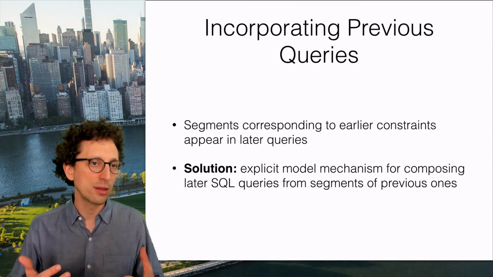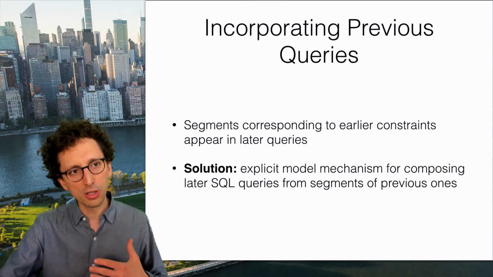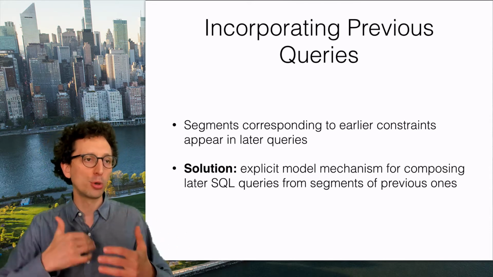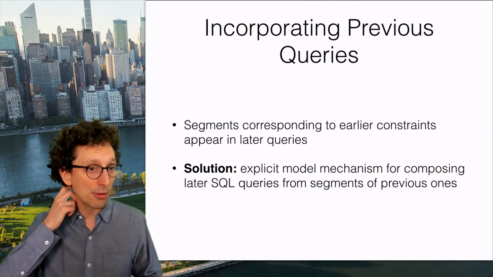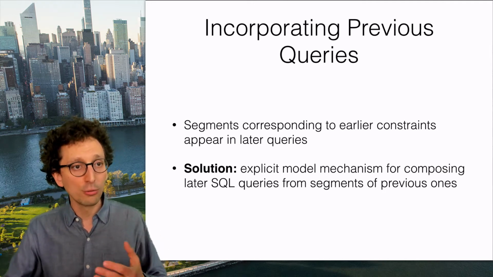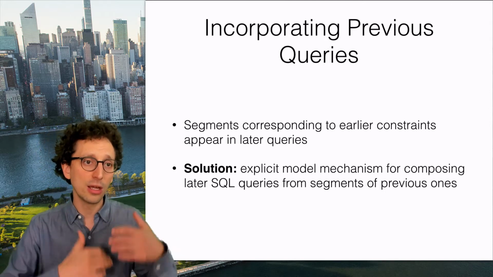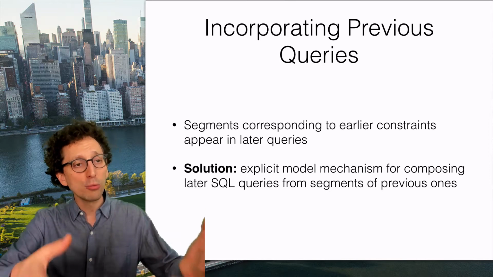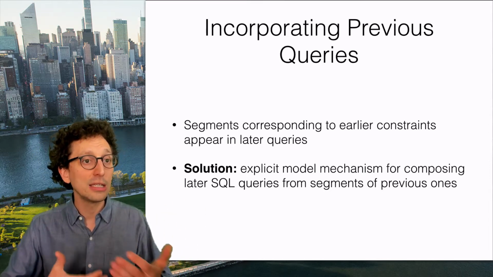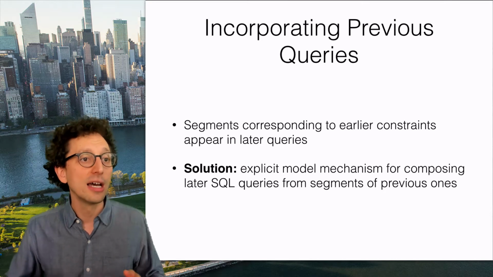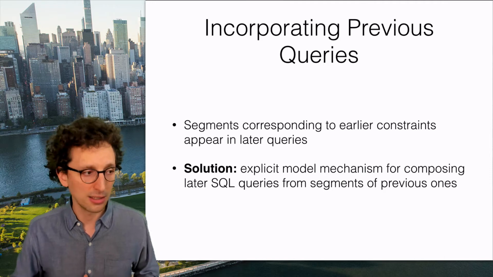So what we do is we have this explicit model mechanism that composes later SQL queries by copying segments from previous ones. In addition to accounting for context, this also allows us to reuse computation. So we invested computation in generating these segments token by token when they originally appeared. Now, as we copy them as is, we are not necessarily using the same amount of computation, and we are reusing the compute which we already invested earlier on.